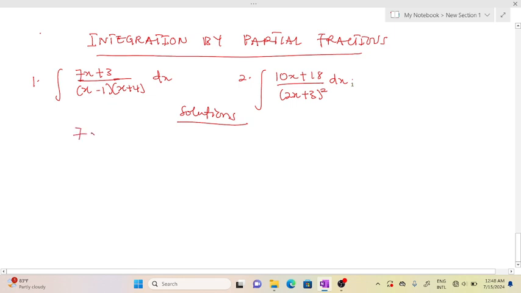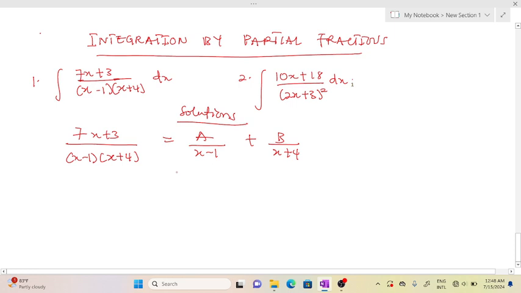The function 7x plus 3 all over x minus 1 multiplying x plus 4 should be decomposed in the form a over x minus 1 plus b over x plus 4. Once I make this decomposition, then I can go ahead to find the values of a and b. Then after, I'll bring my integral back again. So using the simple partial fraction, what do we do?